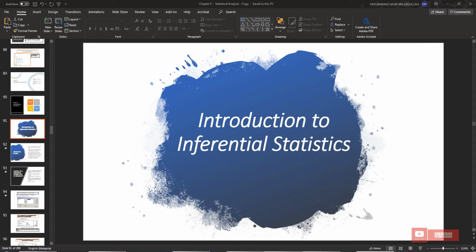So today we're going to continue on the last topic in research methodology, which is inferential statistics. This is an introduction to inferential statistics, right? I think this topic is going to be very fast since you already learned it in STA 220, right?